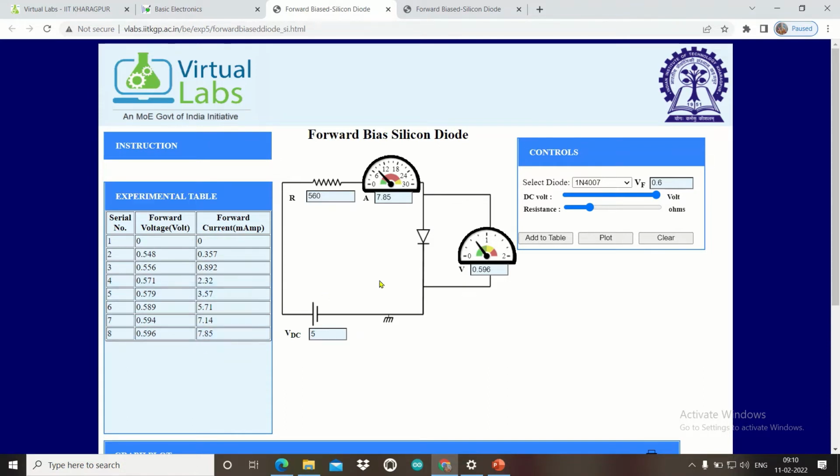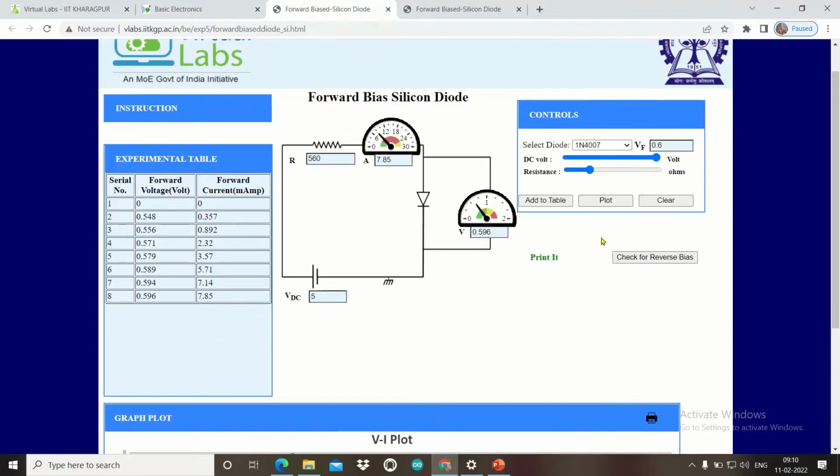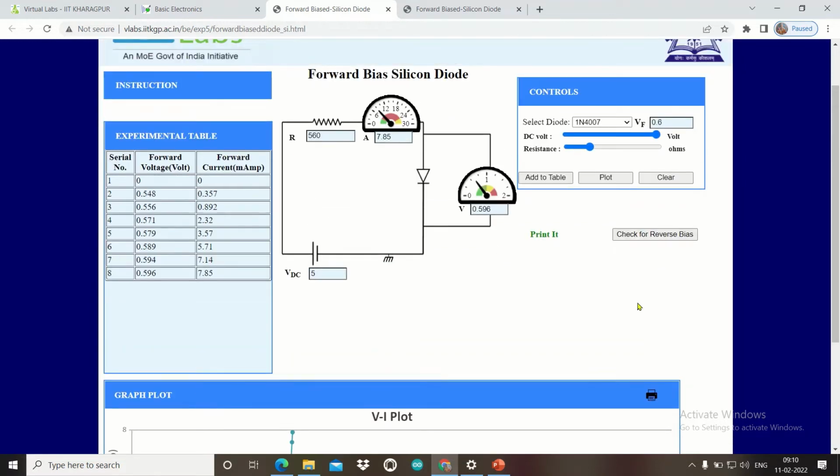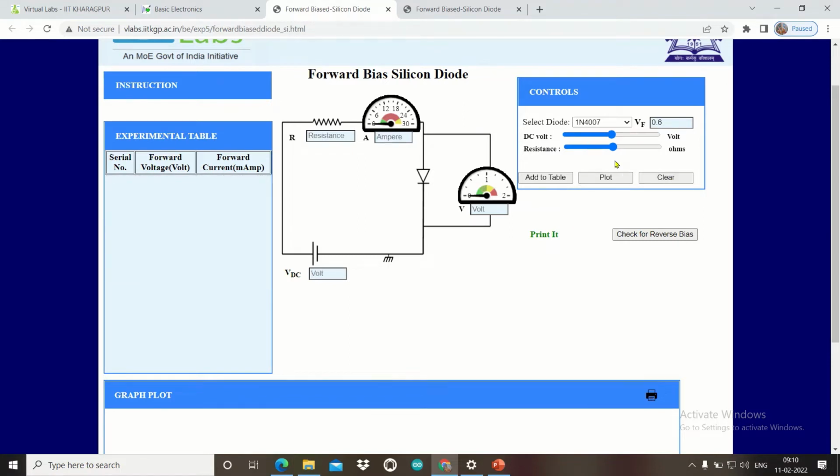So now you can see that your recordings are being made, and in such a case you can go for this plot button. You plot it and you can find the characteristic of the diode in front of you. You can also go for this print option. If you print it, you will find a printout of this entire page. You can clear and you can go for maybe a different value of resistance or a different diode.